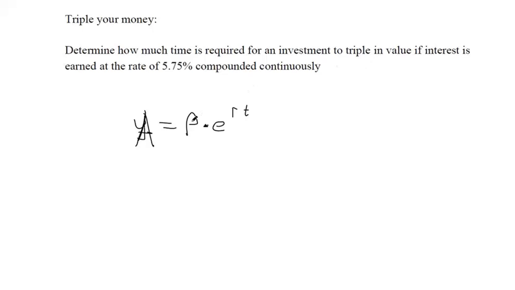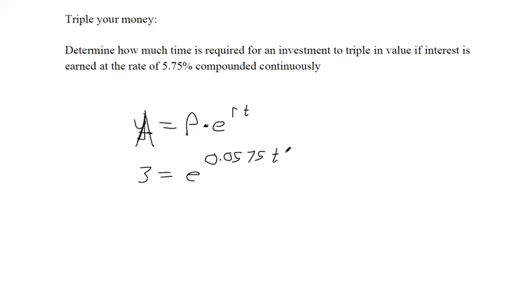So they want to find out when it triples in value. They didn't give us any dollars here, so we can just say it's $1 starting for P, and we want to end up with $3 for A. Okay, so we've got to solve for t.